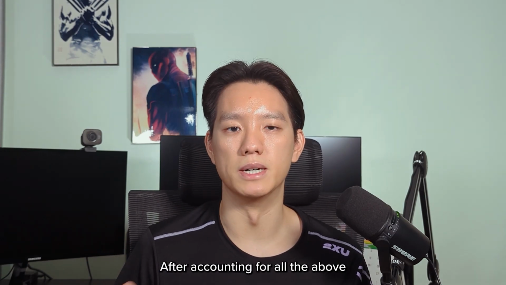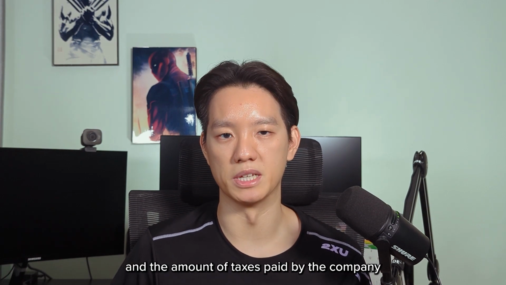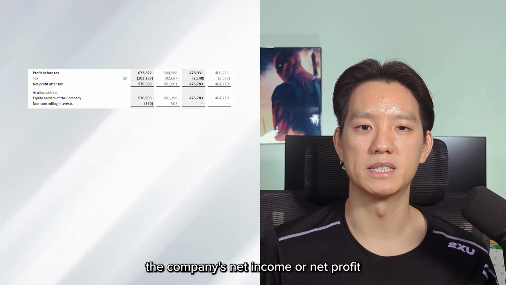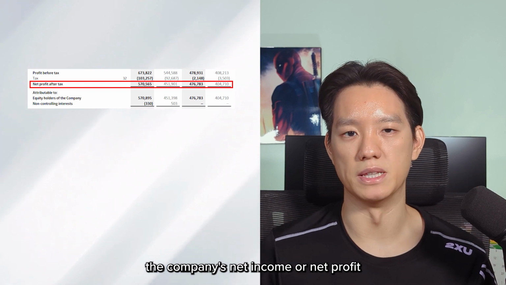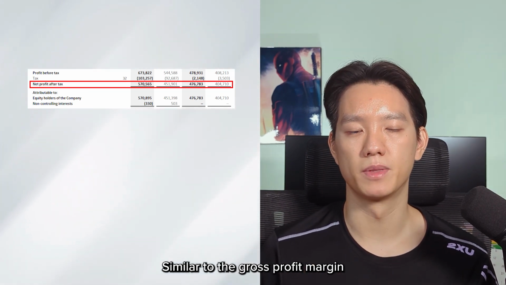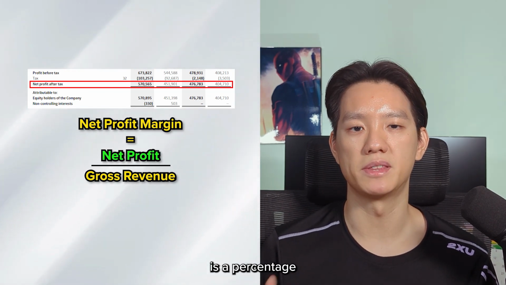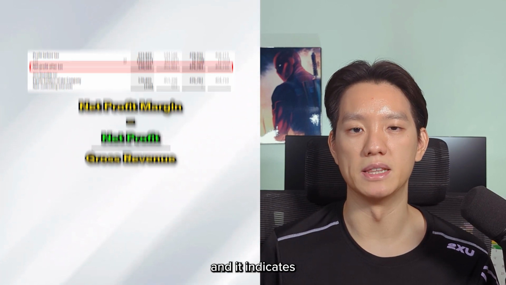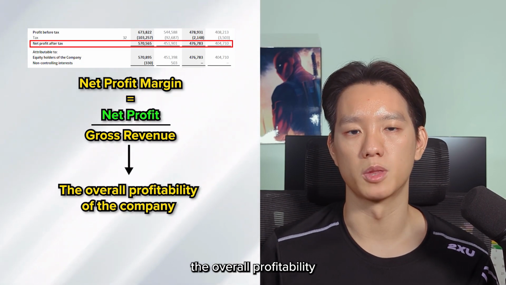After accounting for all the above and the amount of taxes paid by the company, you will then arrive at the company's net income or net profit. Similar to the gross profit margin, the net profit margin is a percentage of the total gross revenue, and it indicates the overall profitability of the company.